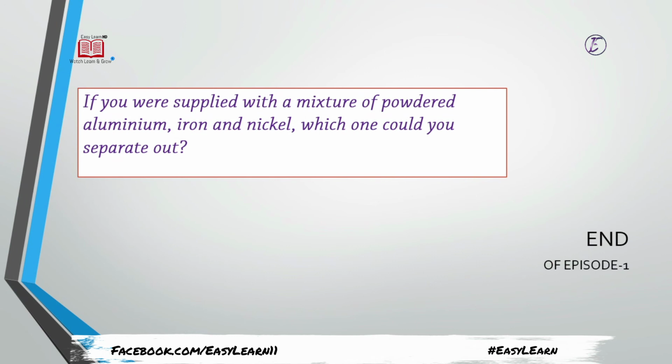This is the end of the discussion, and at the end I want a simple basic quiz from you. If I provide you with a mixture of powders of aluminium, iron and nickel, and I give you a magnet, or if you have any other options available, which part can you separate and how? You can tell us in the comments, and I will upload the answer on our Facebook page.